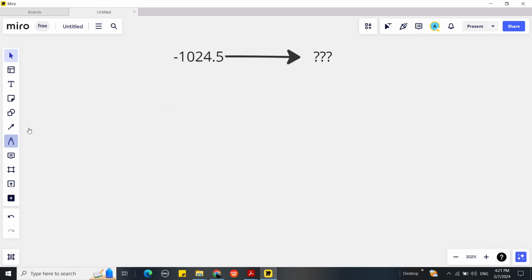Okay, so imagine I have minus 1024.5 as a decimal number, and they want to change it to a hexa number. So how am I going to do this? This is pretty simple. Just ignore the negative, take the 1024 and do what we did in the last class. Remember, we take the decimal number, we change it to a hexadecimal number, and then we change this hexadecimal number to a binary number.